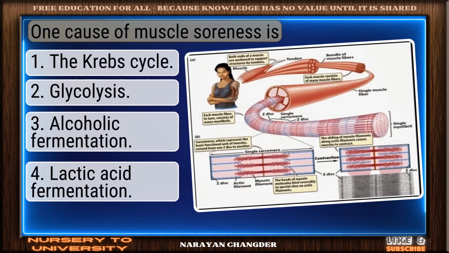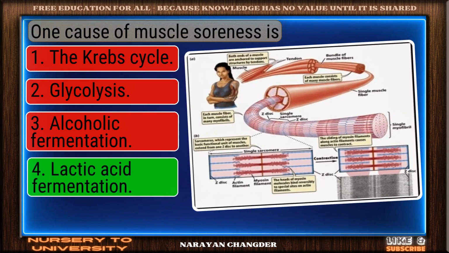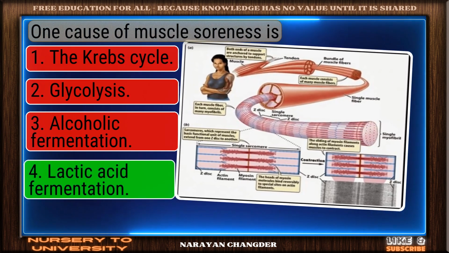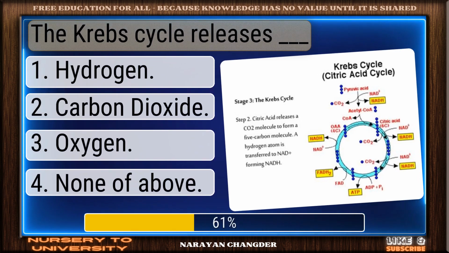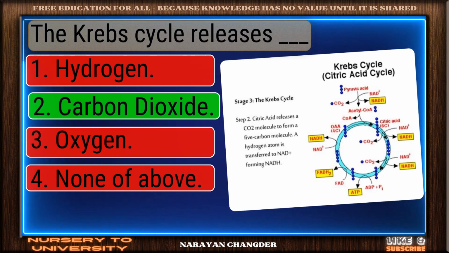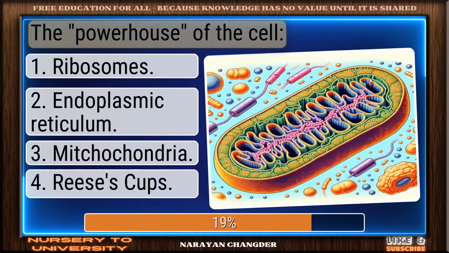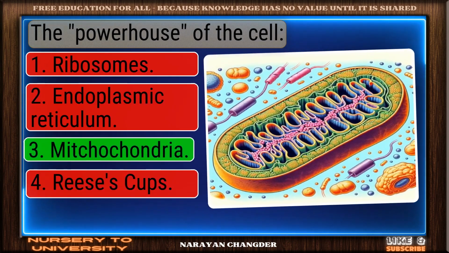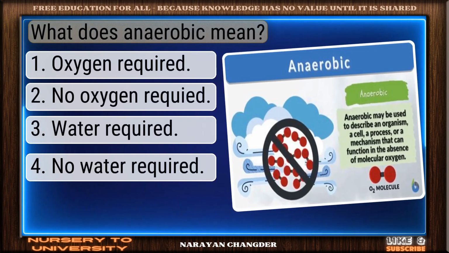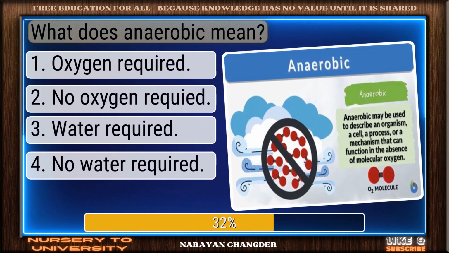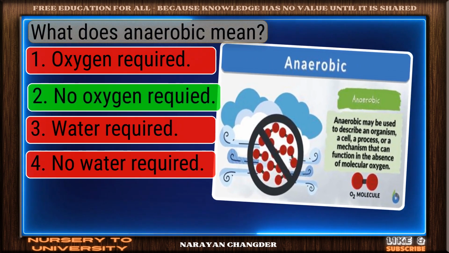One cause of muscle soreness is. Smart move. Lactic acid fermentation is an accurate answer. The Krebs cycle releases dash. Well picked. Carbon dioxide is the correct answer. The powerhouse of the cell. Valid point. Mitochondria is true. What does anaerobic mean? Solid response. No oxygen required is a valid choice.